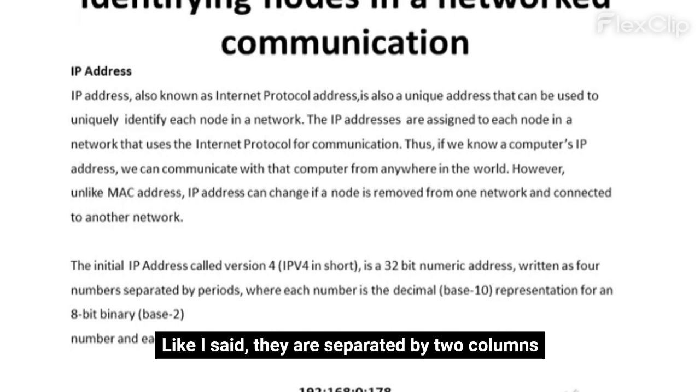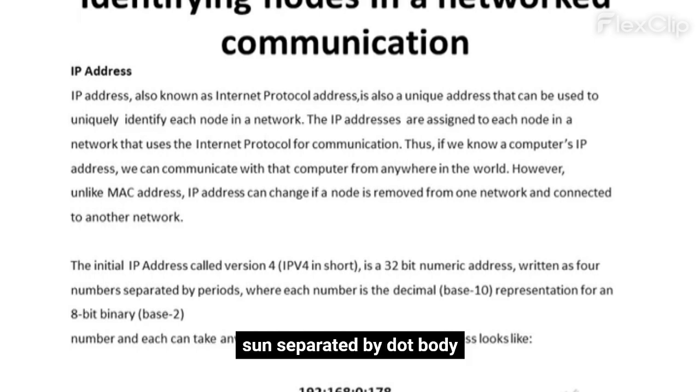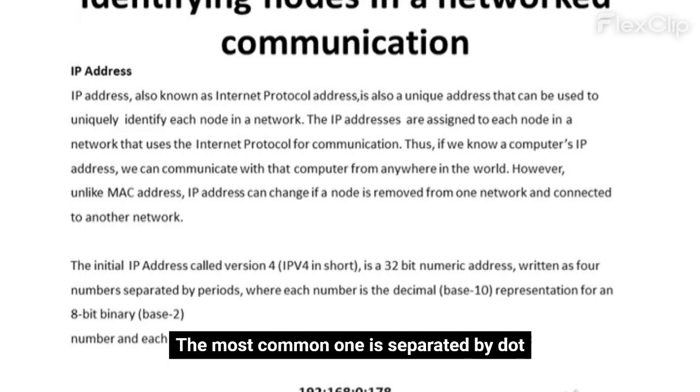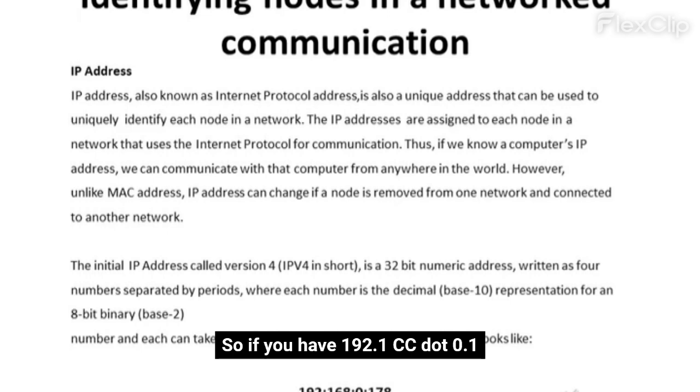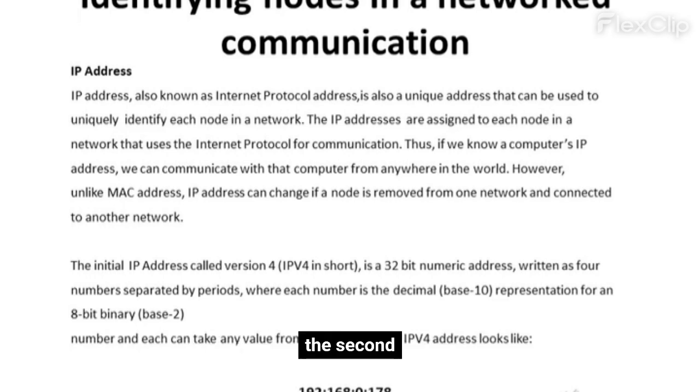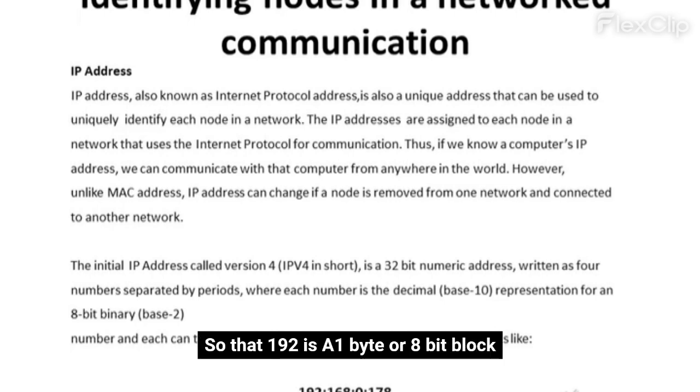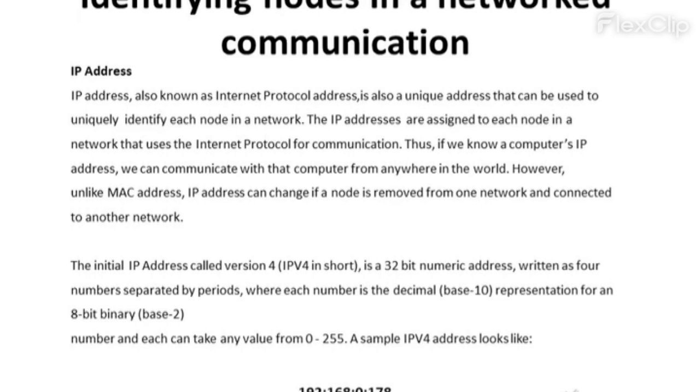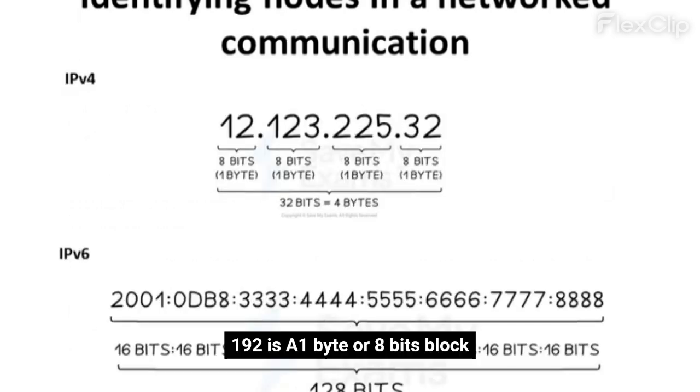Like I said, they are separated by dots, and that is the most common separator. So if you have 192.168.0.178, the first 192 is a block. The second, 168, is a block. The 0 is a block. The 178 is a block. So that 192 is a 1 byte, or 8-bit, block.